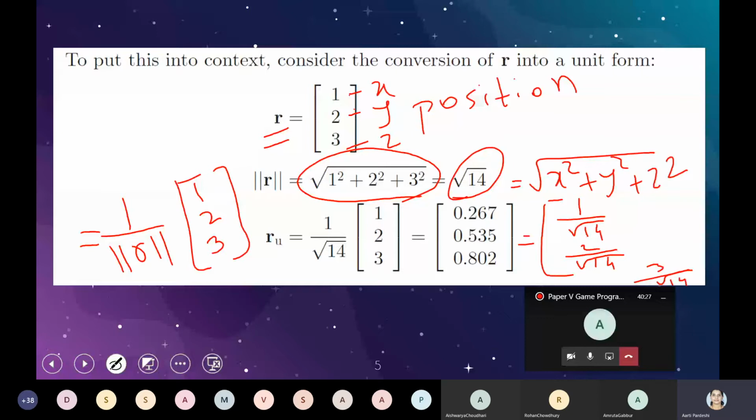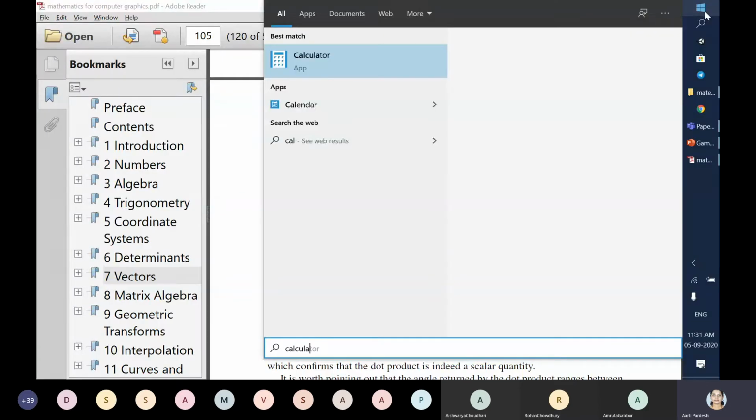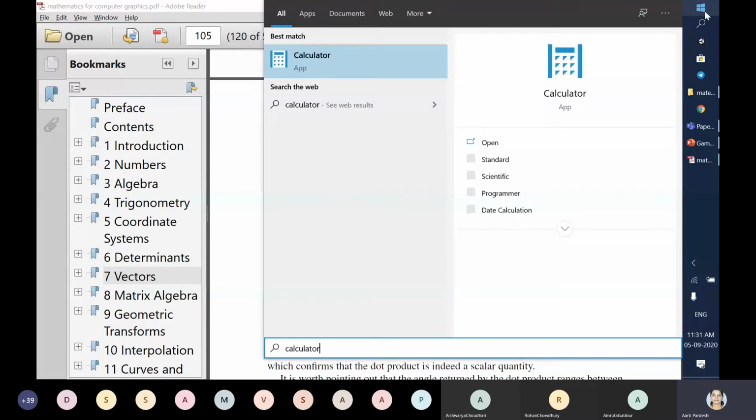So it is 1 divided by under root of 14, 2 divided by under root of 14 and 3 divided by under root of 14. That value: 1 divided by under root of 14 is 0.267, 2 divided by under root of 14 is 0.535 and 3 divided by under root of 14 is 0.802. See, I will show you the value of root of 14.